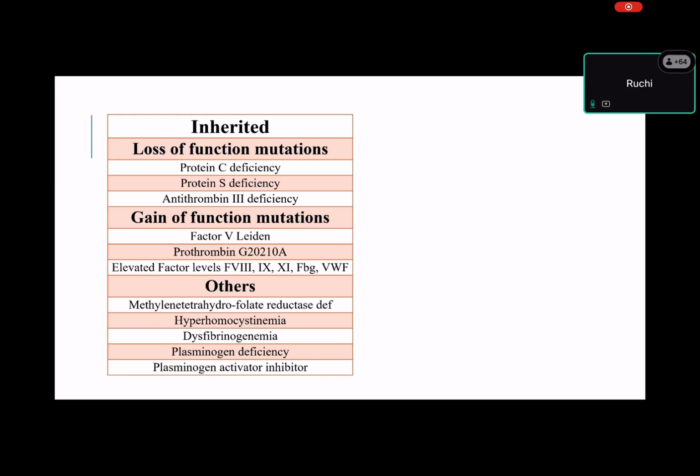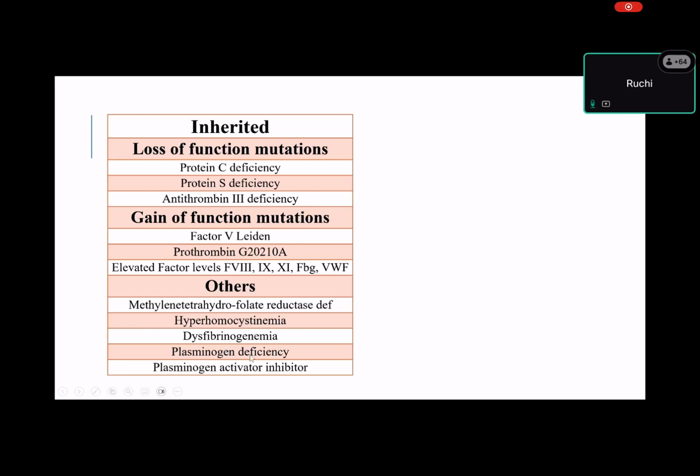Then there is a situation where you can have higher levels of factor 8, 9, 11, fibrinogen and von Willebrand factor. People have shown that these have been found in patients with thrombophilia, but these are not things which you specifically test for in a patient who has had an episode of thrombosis. Then besides these, there are other genetic abnormalities like mutation of methylene tetrahydrofolate reductase or hyperhomocysteinemia, dysfibrinogenemia, rarer ones being plasminogen deficiency and plasminogen activator inhibitor deficiency.